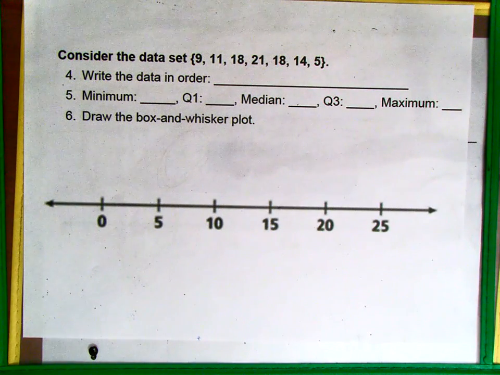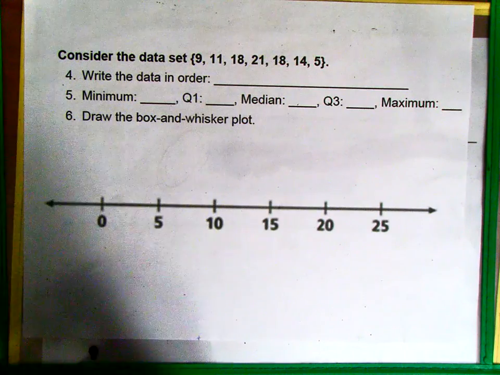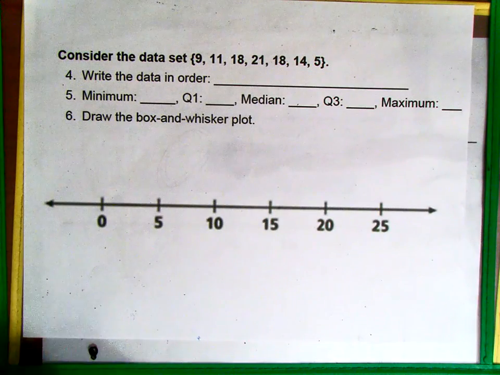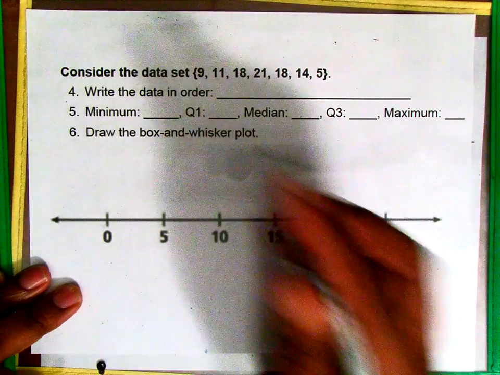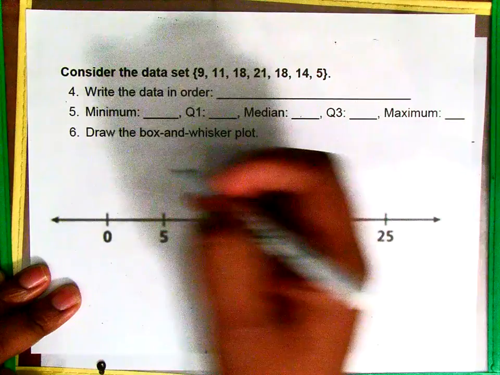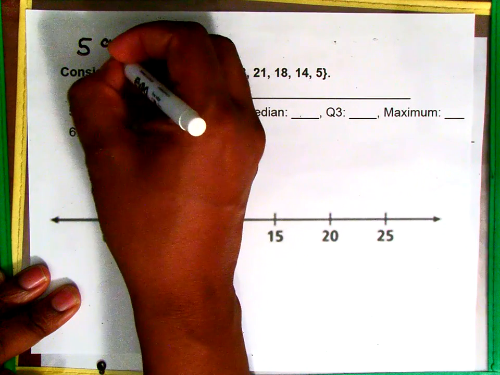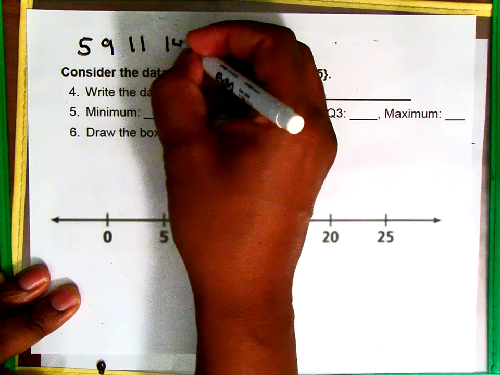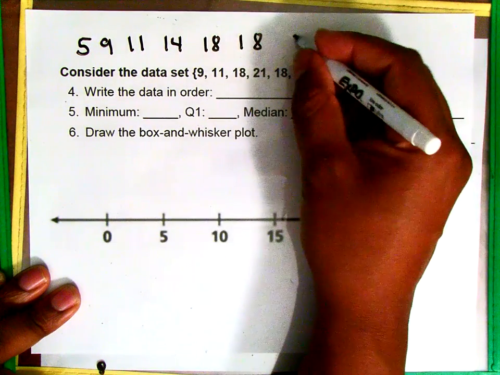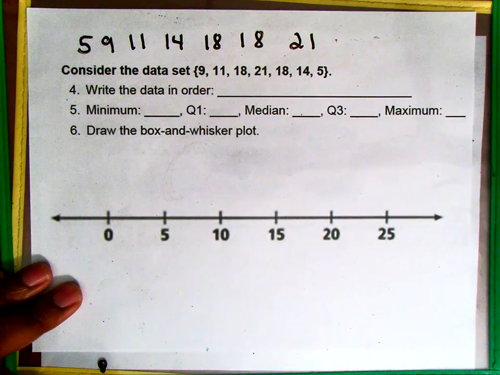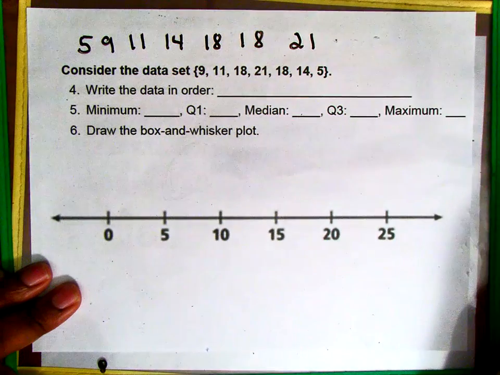Okay, so in this example, we have our data. And the first thing we want to do is put the data in numerical order. So that's what I'm going to do first here. So I'm going to go ahead, going from the smallest to the greatest. All right, so now I have my data written out here, okay?